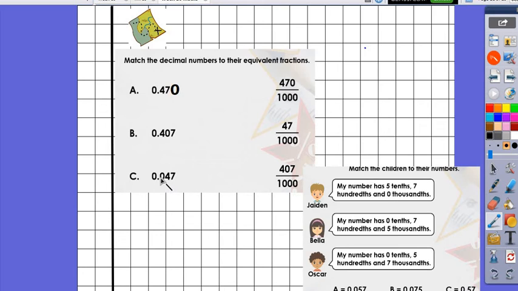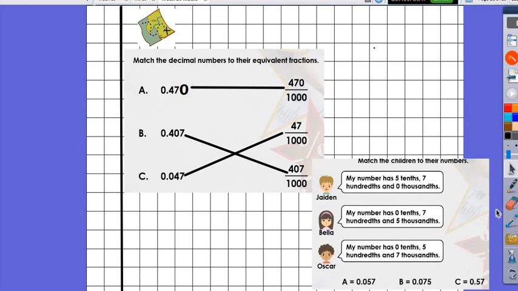Let's start with C, 0.047. I've not got any tenths, got 4 hundredths and 7 thousandths. So I can see there, it would be that one. There, 47 over 1,000. Here, 407, 0.407. Well, these two, I can see the number order has changed. It doesn't change in fractions, so it'd be that one. And then we said 400, 0.470 would be there.